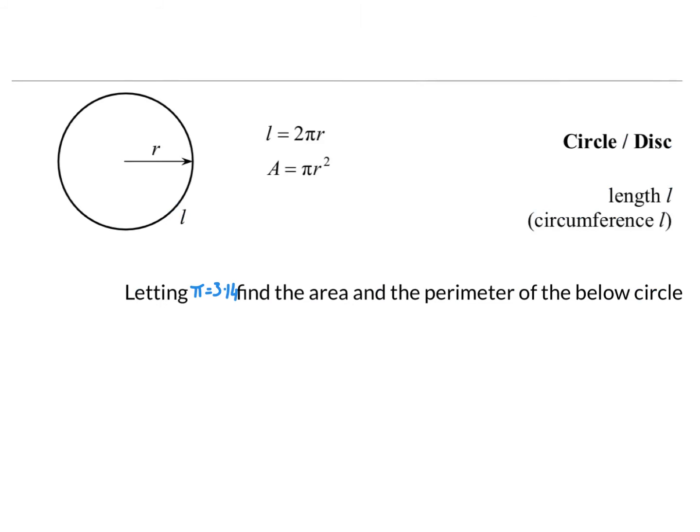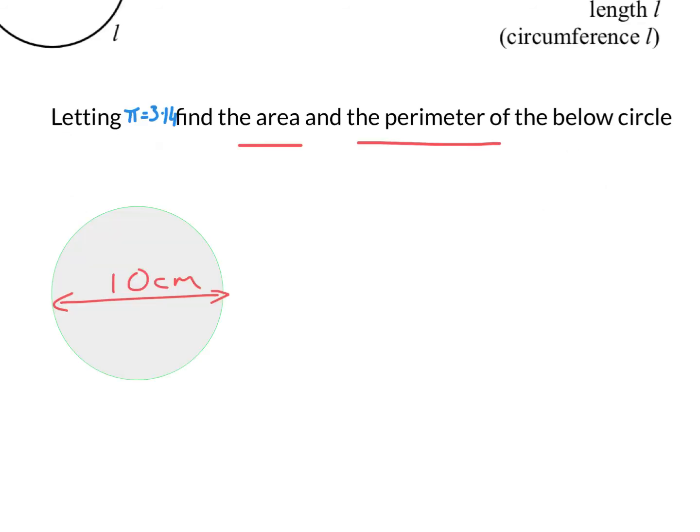So now we're going to go on and look at another question where we're asked to let pi equal to 3.14. And again, we're asked to find the area and the perimeter. So it can be handy to just underline those two things so we don't forget there's two things that we need to find.